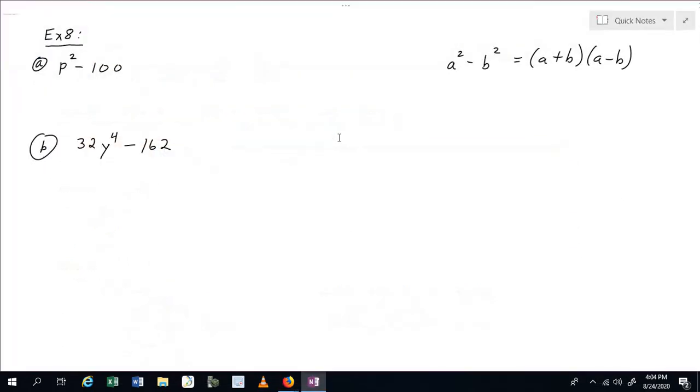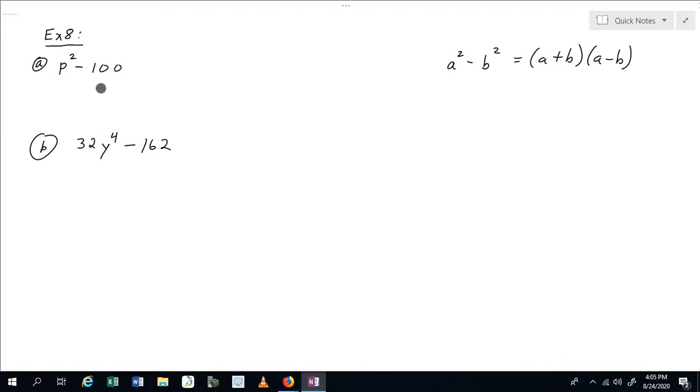Okay, so I want to look at a couple of examples where we use this difference of squares formula. Let's say you had p squared minus 100. First of all, the first thing you should always do when you factor is pull out the greatest common factor. But in this case, the only thing they have in common is a 1, so there's nothing to factor out.